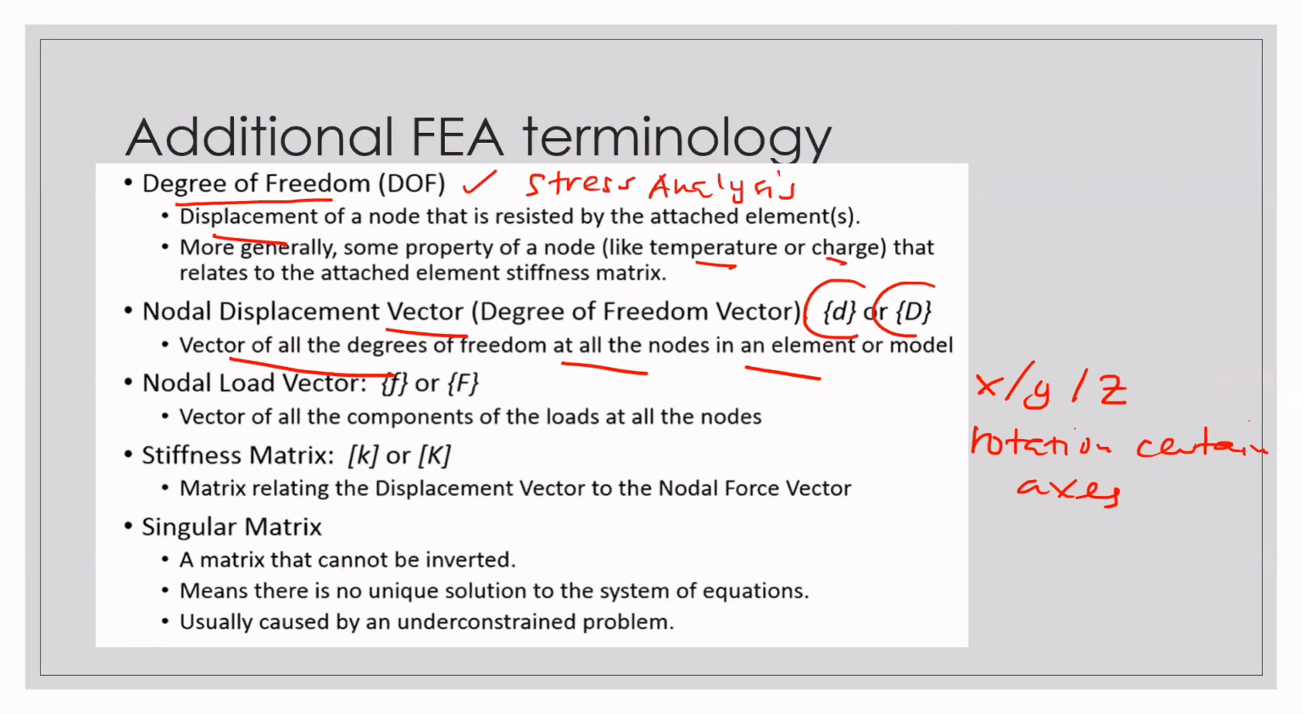And then we have another term, the load vector, and this corresponds to the displacement vector. It's the vector of all of the components of the load at all of the nodes. So if we look at the displacement vector, we have a translation in x, y, and z at nodes 1, 2, and 3, and then we would have a load vector that corresponds to that, which would be the force in the direction x, y, z, corresponding to nodes 1, 2, and 3.